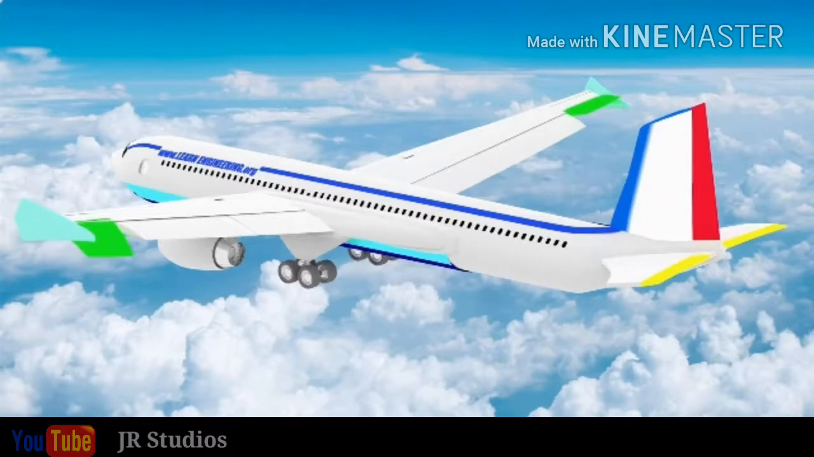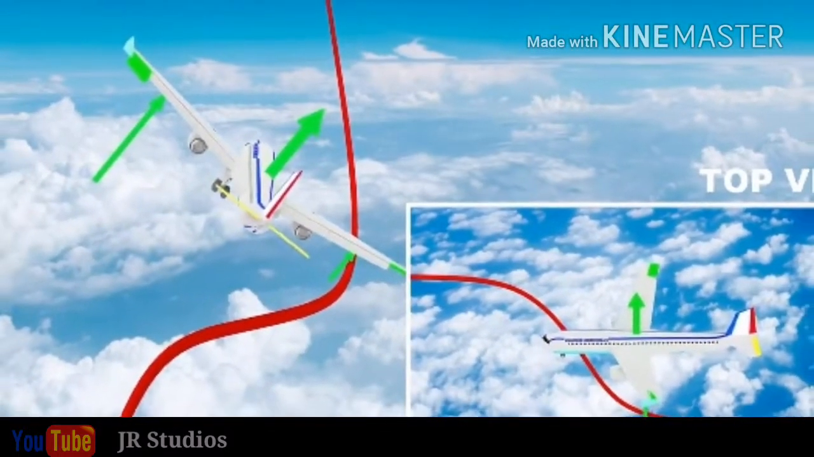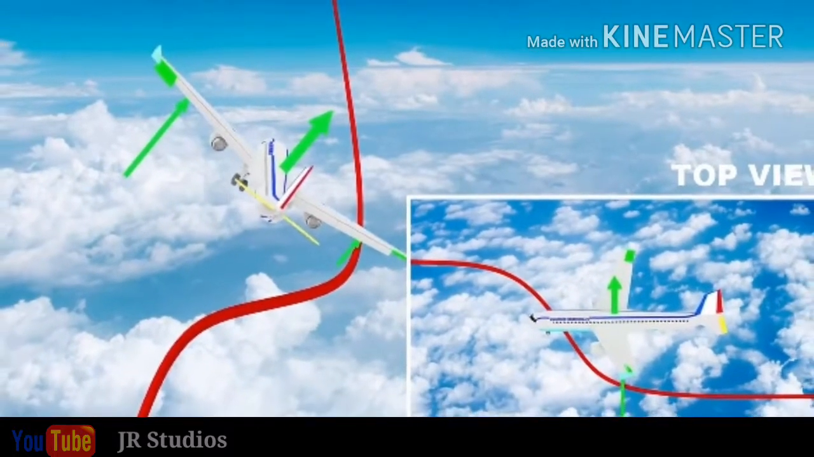Now, to change the direction of the plane, we use the help of the ailerons. Make one aileron upward and one downward. This will produce a turn in the plane, as shown.